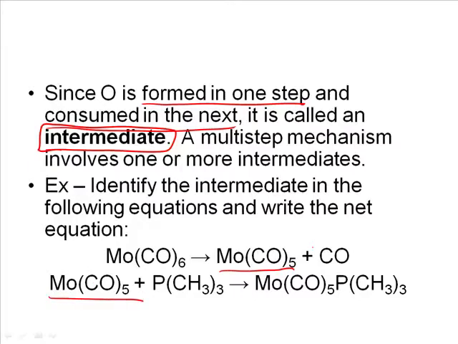So in the overall reaction, that would not be there. So your total reaction would be this plus this is going to make this plus all of that mess there. So overall, that MoCO5, that is your intermediate.